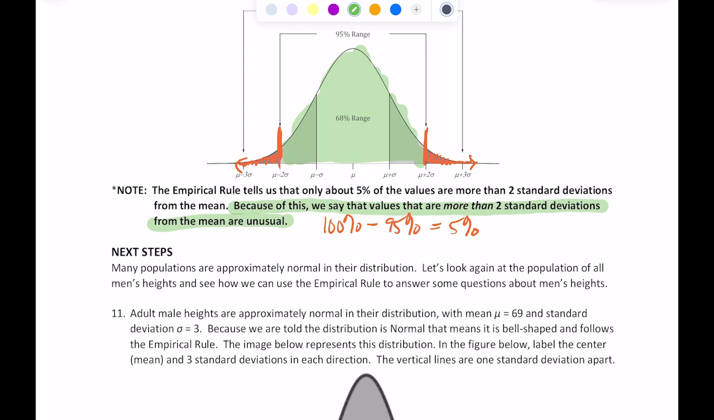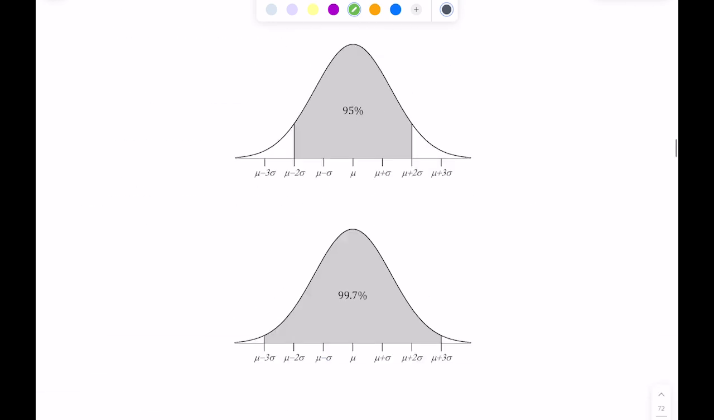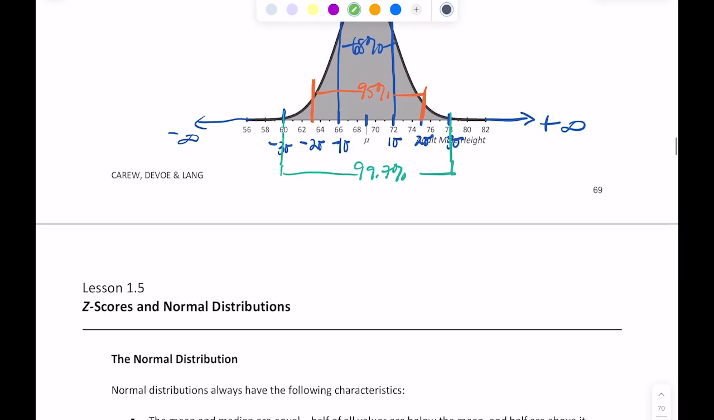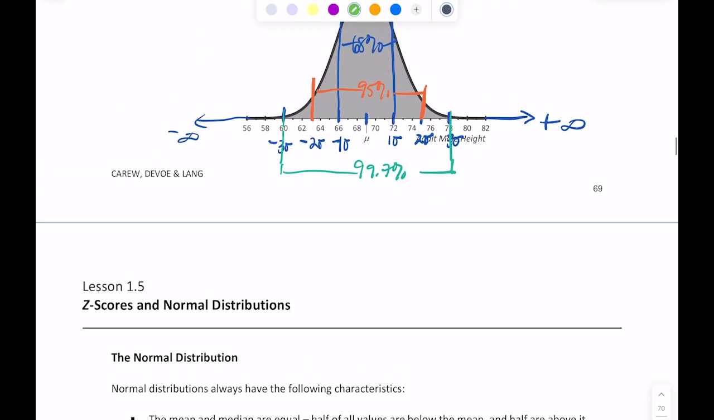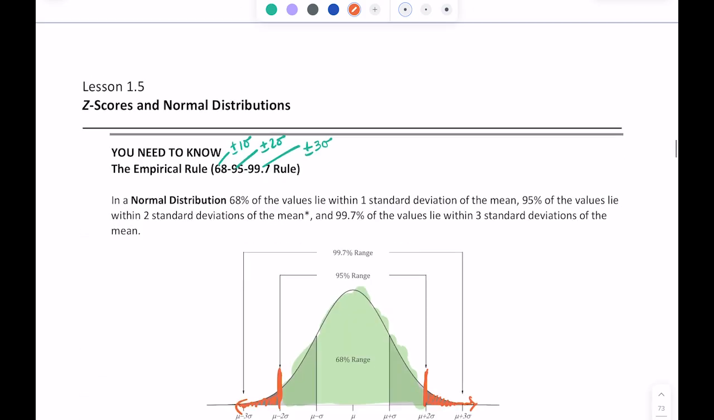So if you are more than 78 inches or less than... no, let me make sure those were the values. Yep, 75 and 63. So this is 75 inches and that's 63 inches. Any males more than 75 inches and less than 63 inches would be considered to have an unusual height, which just means it's rare to find that height.